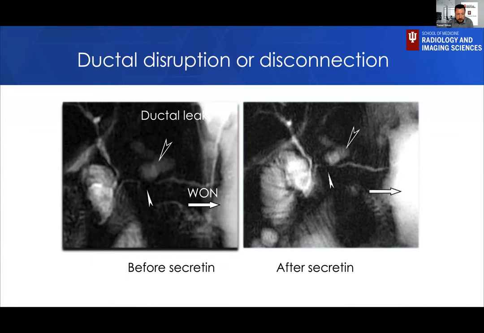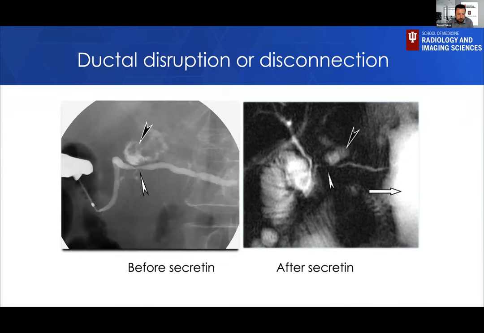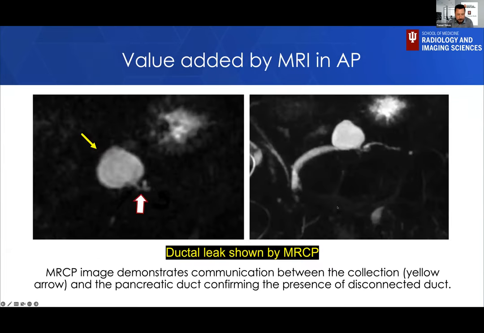So sometimes it is helpful to show that there are ductal complications using MRI as well. This is the same case with ERCP confirmation. Here's another ductal leak shown by MRCP. There is a fluid collection here, which is very close to the main pancreatic duct. And this showed that there is a little communication between the main pancreatic duct and the fluid collection.